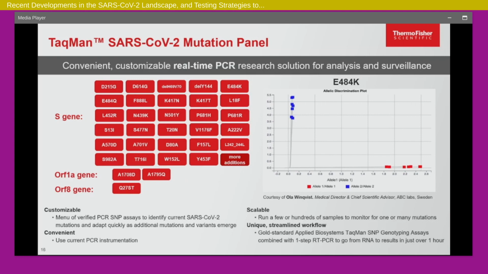So we have all these mutations, and we keep on adding more mutations. The Mu mutation is in there. And you have other specific genes as well. We have the ORF1A gene, and you have specific mutations in there as well.